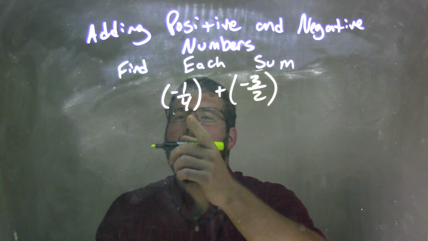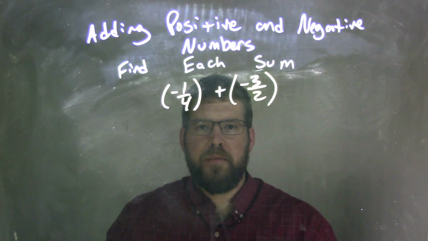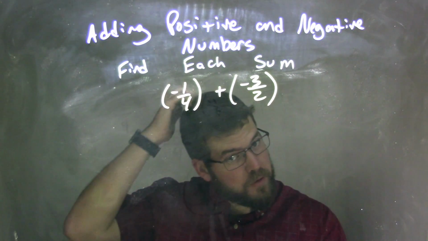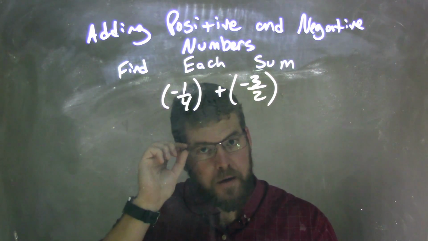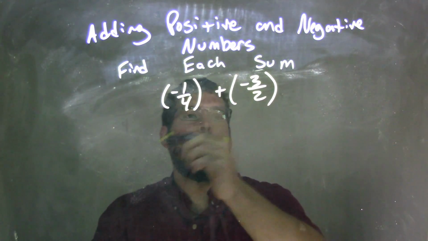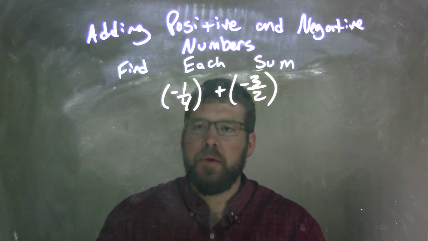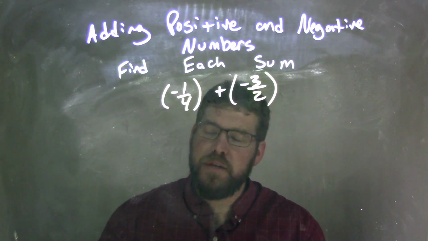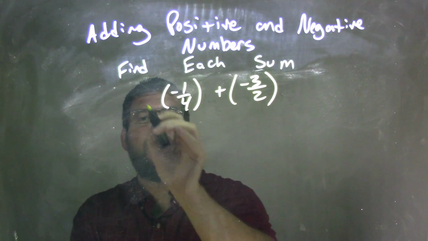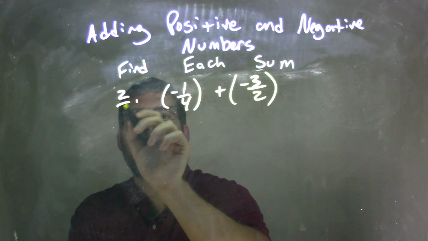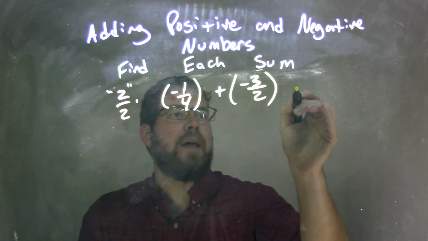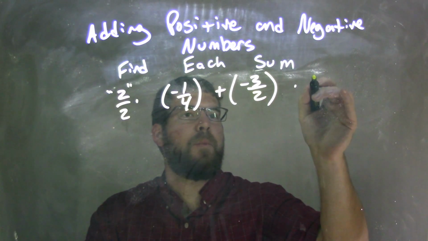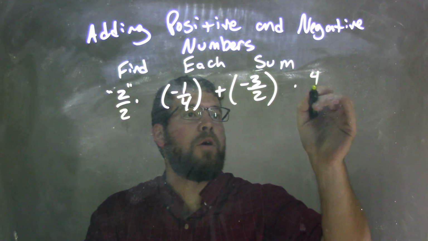Well, I need to find a common denominator. And so what number does 4 and 2 both go into? Think about it for a second. 8, right? So 4 and 2 both go into 8. 2, 4 times, and 4, 2 times. So if I'm going to take the -1/4, I can multiply it by 2 over 2. And here, multiply -3/2 by 4 over 4.